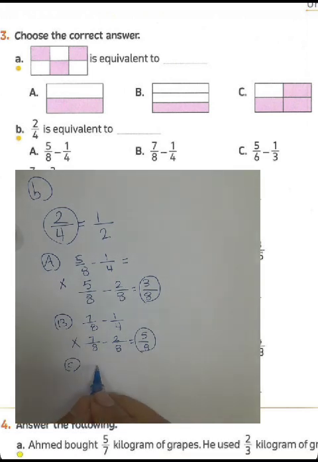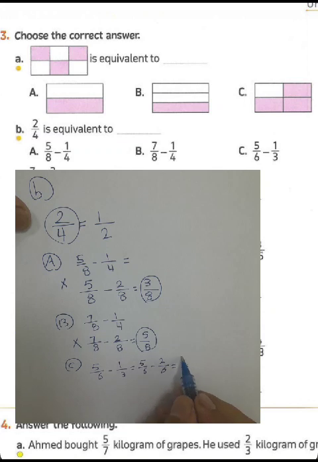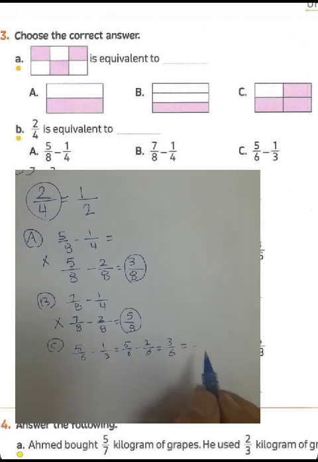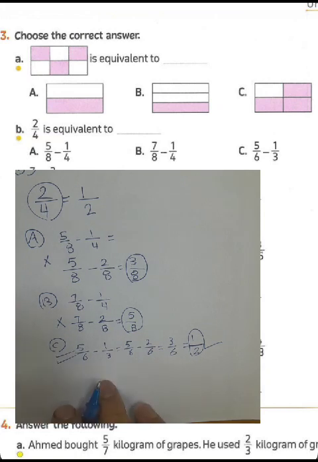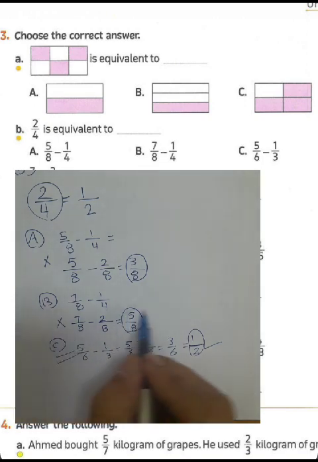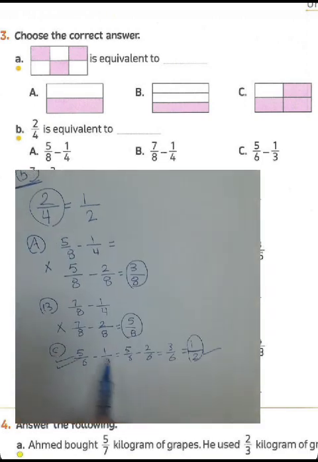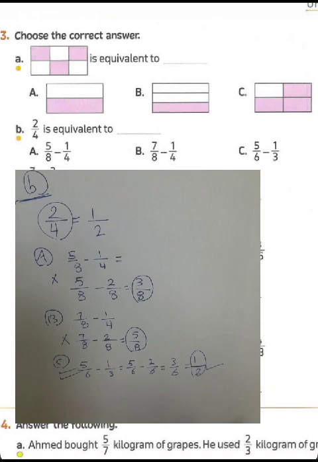What about letter C? 5 over 6 subtracted by 1 over 3, we can write 5 over 6 subtracted by 2 over 6. Write 6 in the denominator, and 5 minus 2 will be 3, so 3 over 6. We can simplify it by dividing the numerator and denominator by 3. 3 divided by 3 equals 1, 6 divided by 3 equals 2, the result will be 1 over 2. So you must choose letter C for question B.